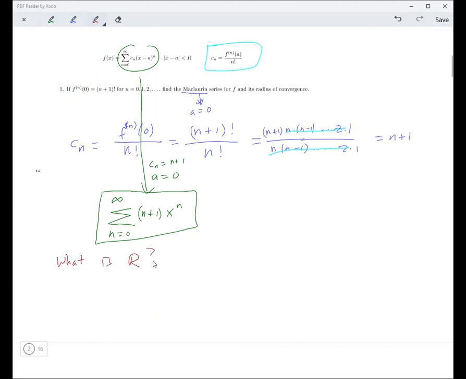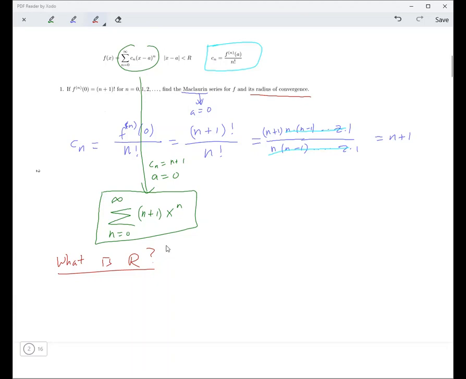Okay, so find its radius of convergence. So we also have to find out what the radius of convergence is. And we don't know what the original function is, it doesn't tell us what the original function is, although maybe you could figure it out, maybe not.